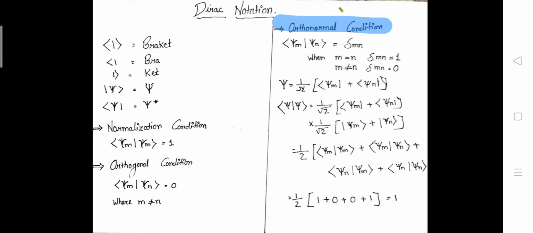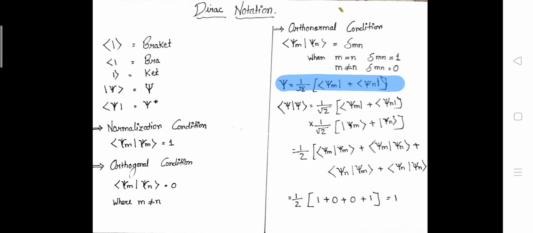Now let's talk about the orthonormal condition. In the orthonormal condition we have a wave function like this: psi is equal to 1 upon root 2 times the bra of psi m plus the bra of psi n. If we take the bracket of this wave function, we will get 1 as well as 0. This kind of condition is called the orthonormal condition.